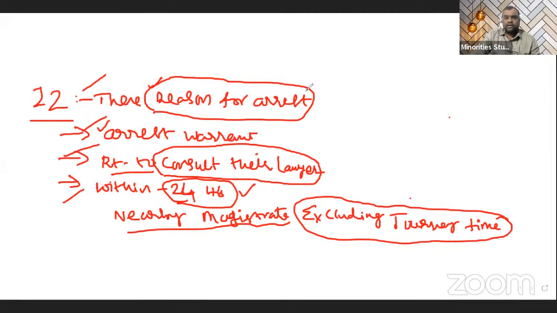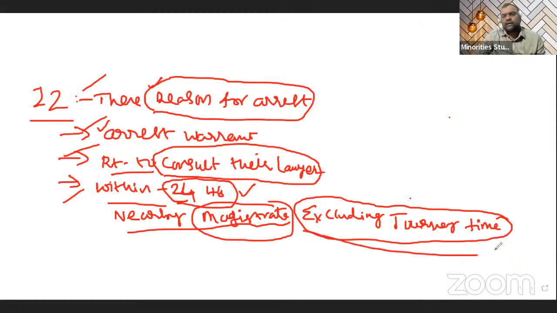There should be a reason for arrest. There should be an arrest warrant. The arrested person must have the right to consult their own lawyers. The arrested person must be produced within 24 hours before the nearby magistrate. Nearby magistrate means any magistrate, a district court, any court, excluding journey time.